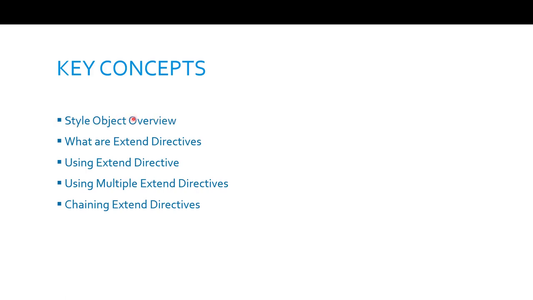We look at a style object overview. I just want to recap on what we've been doing by looking at the overview of style object. Then we look at what extend directives are. Then we look at how to make use of extend directives, how to make use of multiple extend directives, and then how to chain extend directives. So these are the key things I just want to share in this particular lecture.